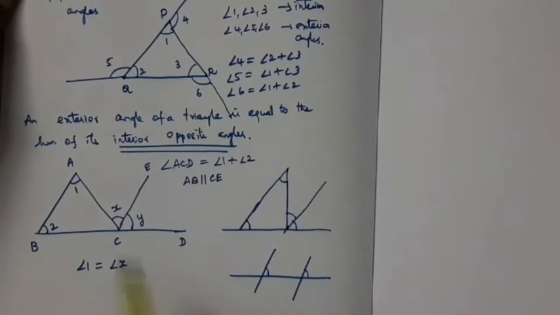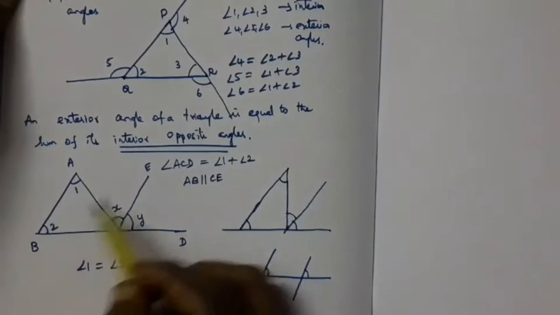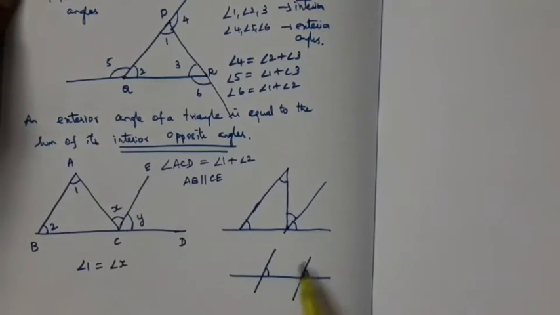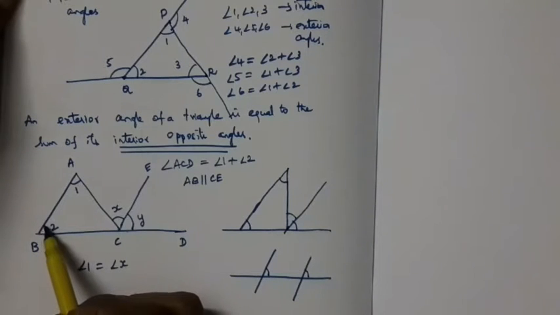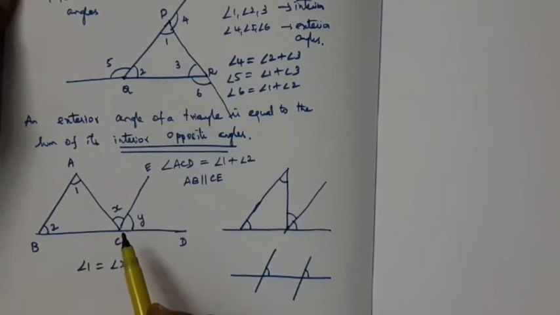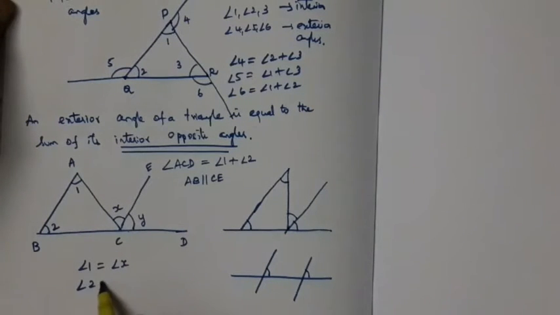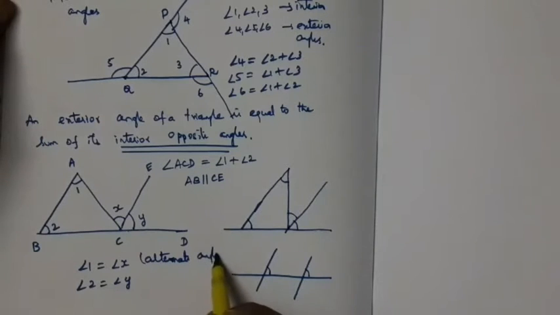You can see the same figure here. There are two parallel lines here, and there is a line here and there is a line here. This angle 2 and this angle Y are equal because they are corresponding angles. Angle 2 equal to angle Y. Okay, so this is because of alternate angles. This is because of corresponding angles.